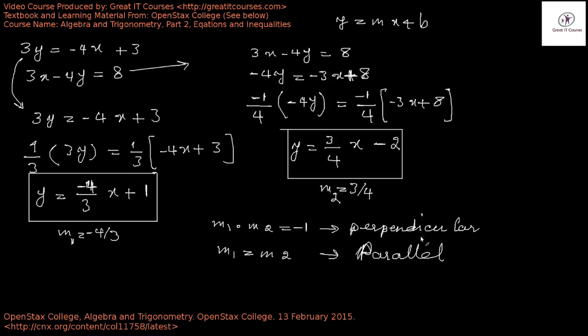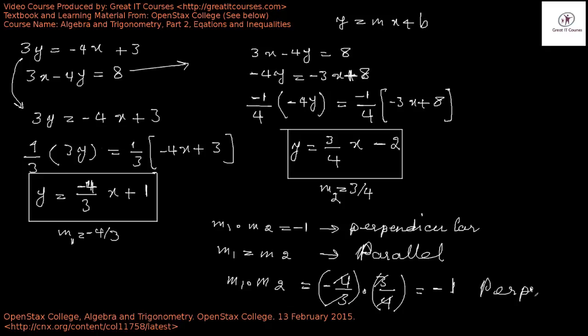So now you can see that the two lines seem to be perpendicular, because if you write m1 into m2, you would get m1 is minus 4 by 3 into m2 is 3 by 4. So you can cancel this 4 with this 4, 3 with 3, and then you're left with minus 1. So they are perpendicular. So I know that they are perpendicular.